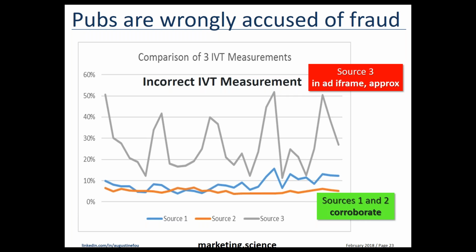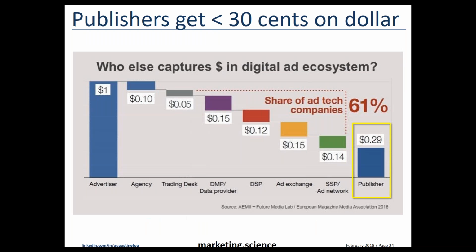So again, in addition to the fraud measurements being done on fake sites, so that's not even the real publisher to begin with, there's this problem of incorrect IVT measurements, both of which are now causing good publishers to be wrongly accused of fraud. So that's part of the problem that good publishers face.